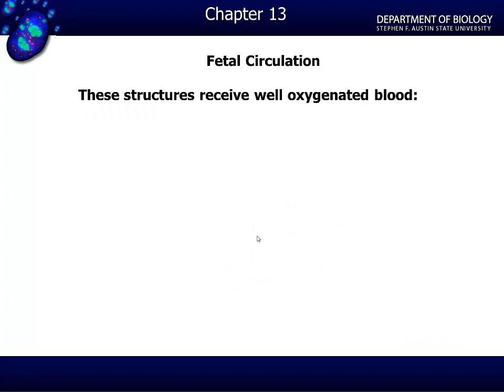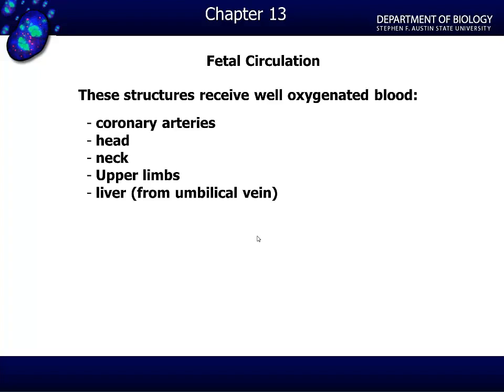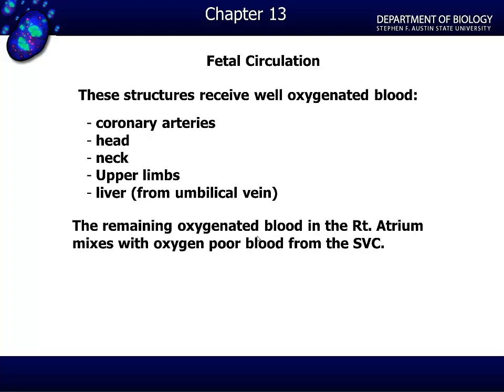Now, when we look at fetal circulation, it's going to be a little different than we see. So structures that are going to receive the most heavily oxygenated blood, certainly the coronary arteries that are coming directly from the base of the aorta, the head, the neck, the upper limbs, and you can see a common theme here. These are going to be the structures that are developing ahead of structures in the posterior part of the body, and the liver as well, since we are getting some blood returning through the liver from the umbilical vein, not necessarily taking that bypass.